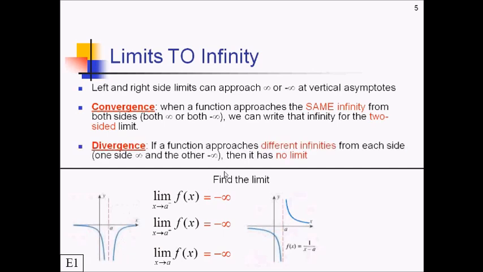Now, there's another case, divergence, which is this other graph right here, and that's when you're approaching different infinities from each side. So for example, here, the left side limit, we're approaching negative infinity. From the right side, we're approaching positive infinity. So this one, we can't really say anything about the two-sided limit. Since you're not even going the same direction, we would say this one has no limit at all.